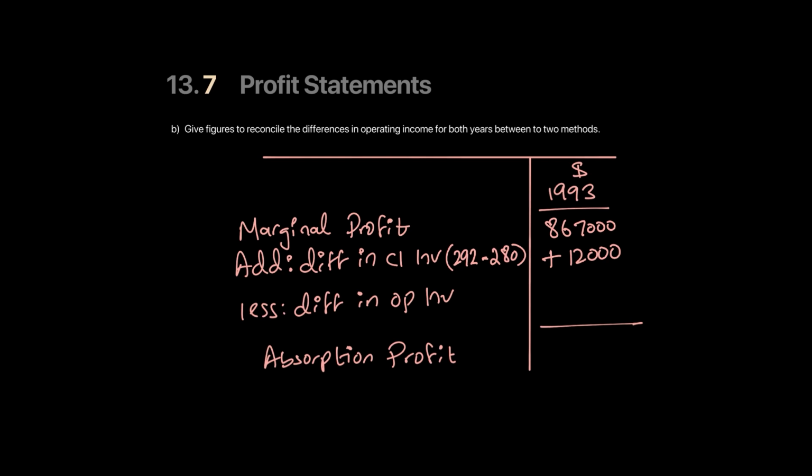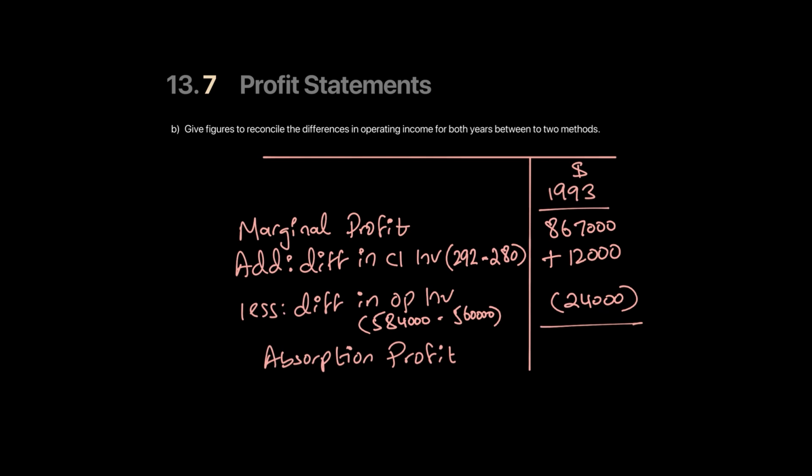Then less difference in opening inventory. So absorption opening inventory was 584,000. That was 40,000 units at 14.6. And marginal opening inventory was 40,000 units at 14. That was 560,000. Refer to your income statement, guys. And this difference is 24,000. So higher the opening inventory, lower the profit. It has an inverse relationship.